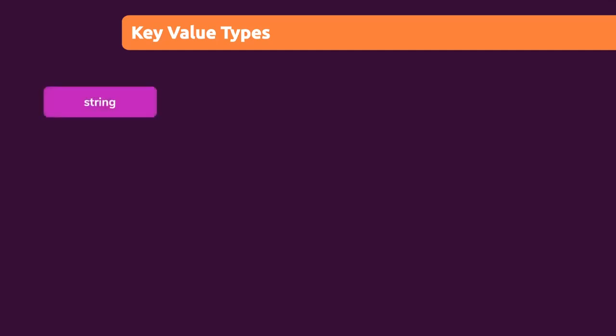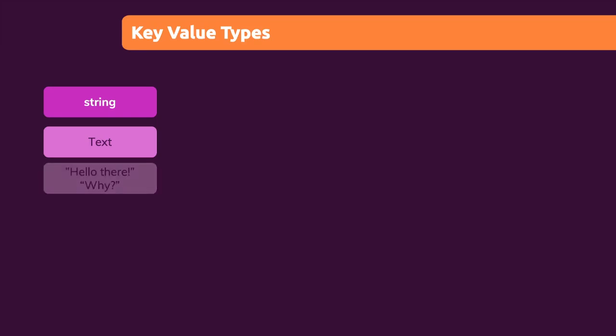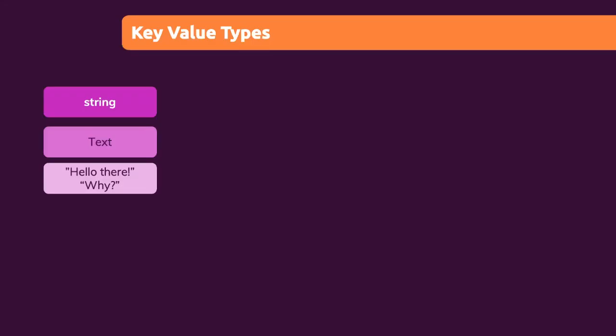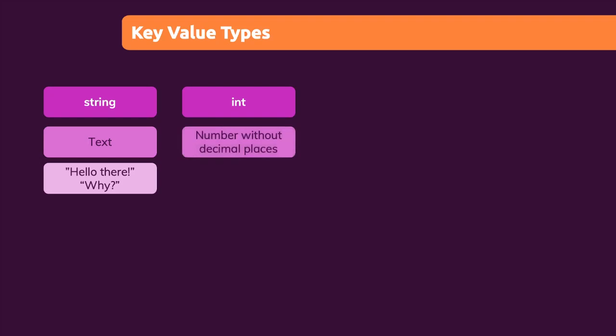For example, we have the string type, which you most likely also know from other programming languages. Strings are about plain text, so a string is simply some text which you're working with. An example would be hello there, or why, or as we have it in our example, hello world. This is a string. Another very common type is an integer, a number in the end. An integer is a number without any decimal places, so a number like -10 or 151.